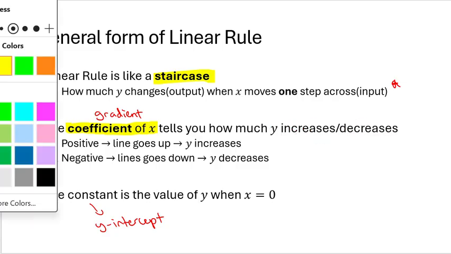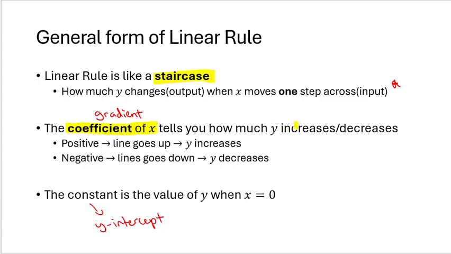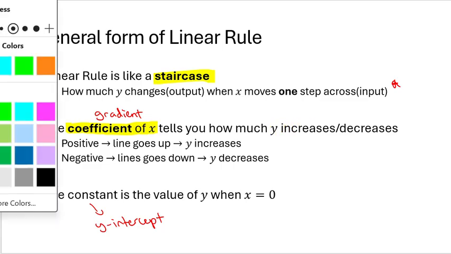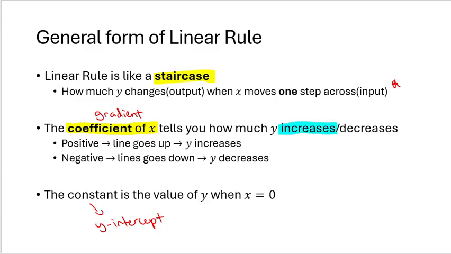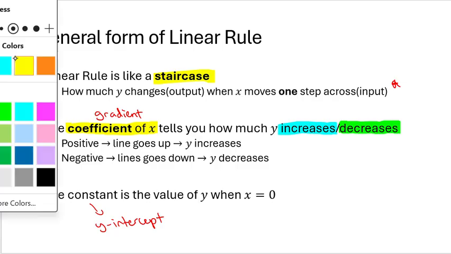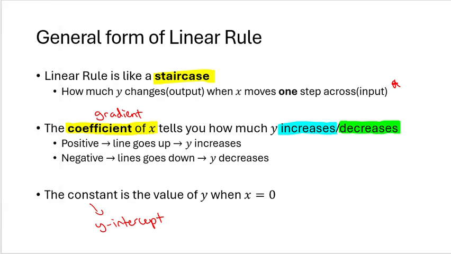I'll use blue for increase and then green for decrease. So if the gradient is a positive number, that means the line goes up, and that means the y increases. But if the gradient is negative, that means the line is going downwards and the y values decrease.